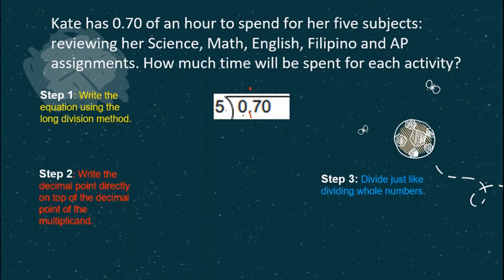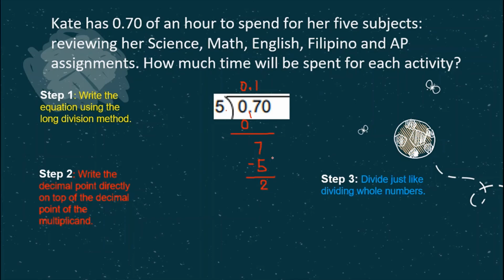So this time, 0 divided by 5, that's already 0. 0 times 5 is already 0. 0 minus 0 is 0. This time let us bring down 7. 7 divided by 5, that is 1. 1 times 5, that is 5. And let us subtract. 7 minus 5, that is 2.